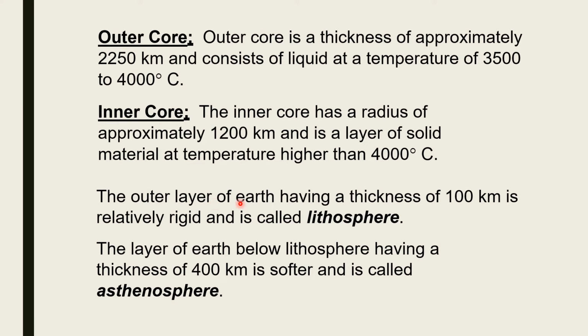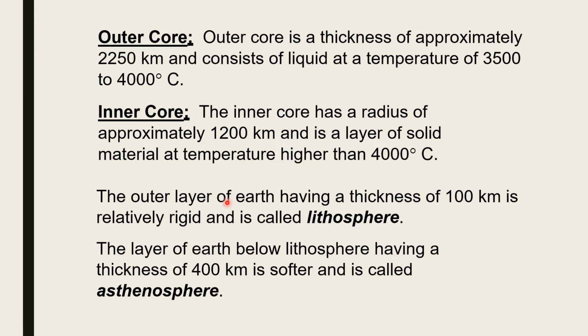The outer layer of Earth, having a thickness of 100 km, is relatively rigid and is called the lithosphere. The layer of Earth below the lithosphere, having a thickness of 400 km, is softer and is called the asthenosphere. For plate tectonics, these two terminologies are very important, because the upper crust part is the lithosphere, which is the hard part of the Earth, 100 km thick, and below it is the 400 km softer or molten part, the asthenosphere.